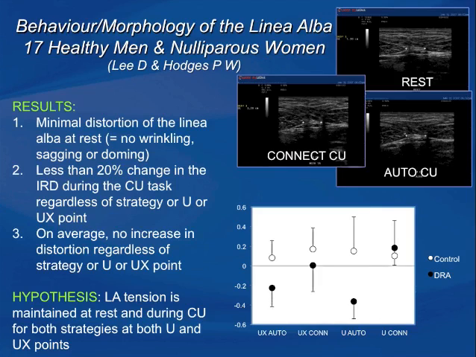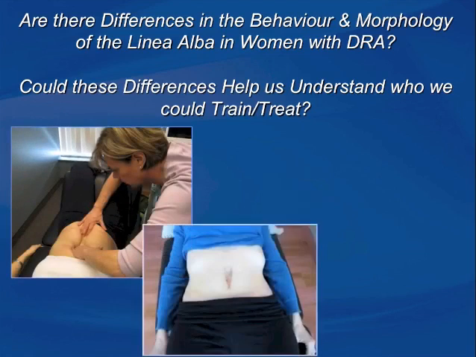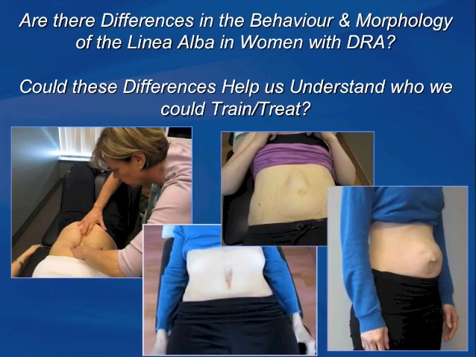Okay? Well, are there differences in the behavior and the shape of the linea alba in a curl-up task in women with a diastasis? And is there something about these differences that could help us understand who we should refer for surgery and who we could treat and train? Now, first of all, if you look at the abdominal walls of the women on this slide, you'll see they look very different than the abdominal wall of the normal subject that I showed you. So lots of doming, lots of sagging, depending on the strategy, and intra-abdominal pressure will dictate sort of what you see.